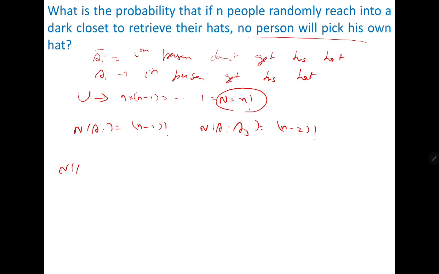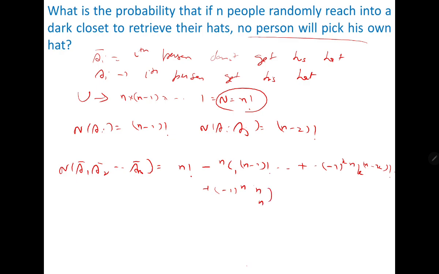So if I compute N(A1 bar, A2 bar, ..., An bar), it would be n factorial minus nC1 times n minus 1 factorial, and it goes on, plus minus 1 raised to the power k, nCk times n minus k factorial, and so on, where the last term is minus 1 raised to the power n, nCn times 0 factorial.